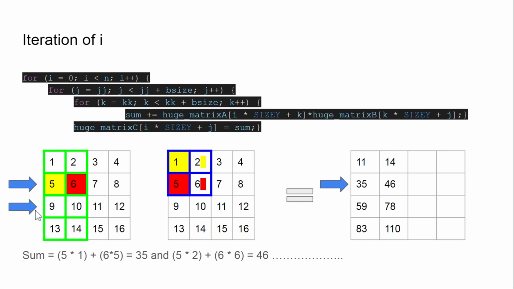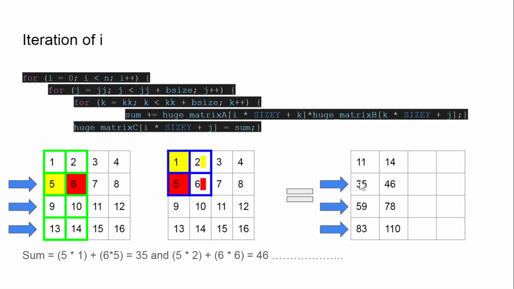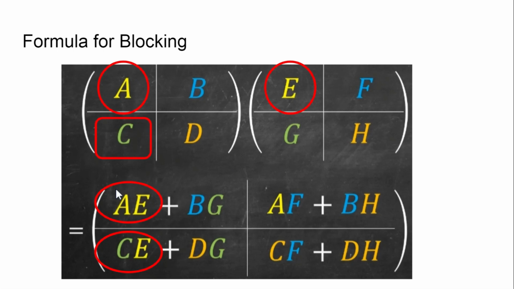So 9 and 10, and then we got 59 and 78, then 14 and 13, and I got 83 and 110. So we're done with the I loop. Now, as you can see, we get kind of like the first half of our matrix C. So here you can see that it's A times E and C times E already.